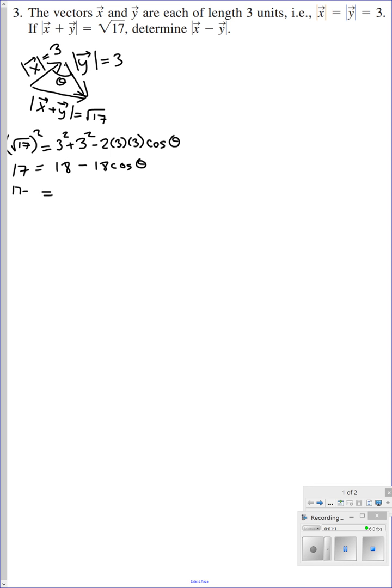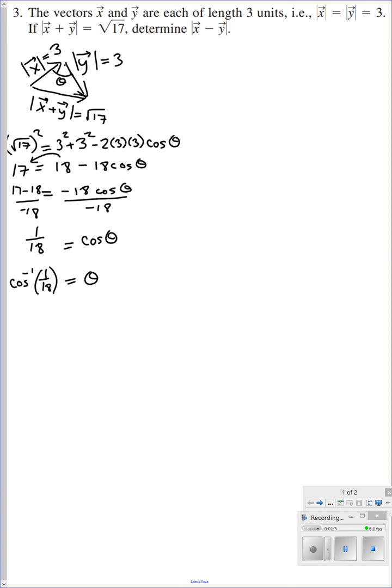So it'll be 17 minus 18, moving that over to the left. We're trying to isolate cos theta. Dividing by negative 18, you get positive, because those two are negative, positive 1 over 18 equals the cosine of theta, which means that theta is the inverse cos of 1 over 18. So on your calculator you can approximate that, or you can just save that number the way it is, with all the accuracy that we need.